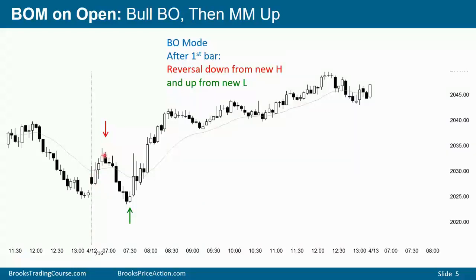After the first bar, the market made a new high, reversed down, made a new low, reversed up. The reversal here came after about 10 bars. This is a classic textbook type of breakout mode pattern.